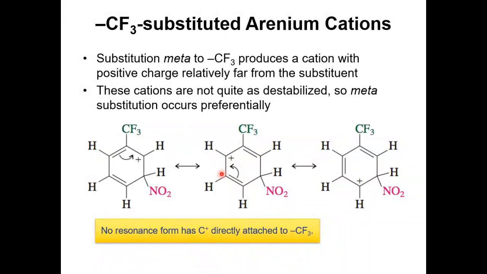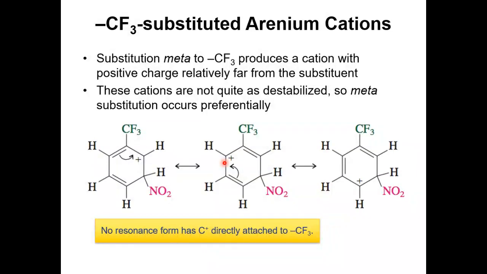So relatively speaking, out of the three positive sigma complexes, ortho, para, meta, which one is the most stable one? Could you be louder? Oh, very good.